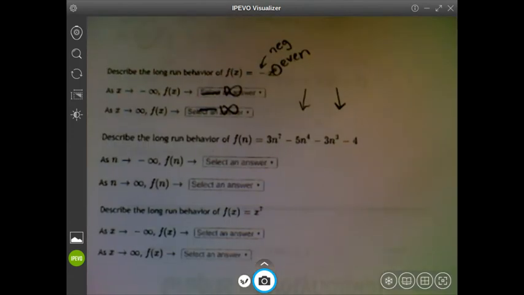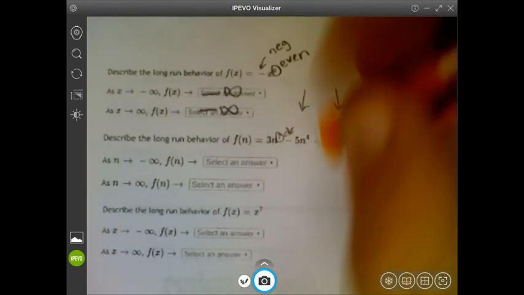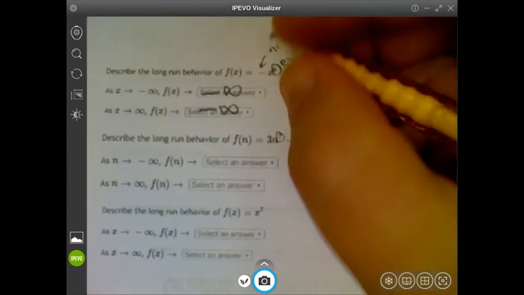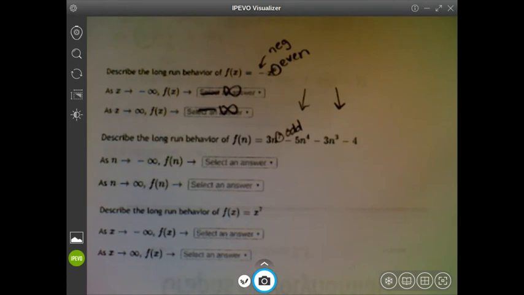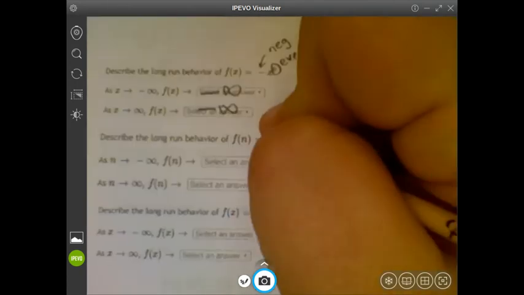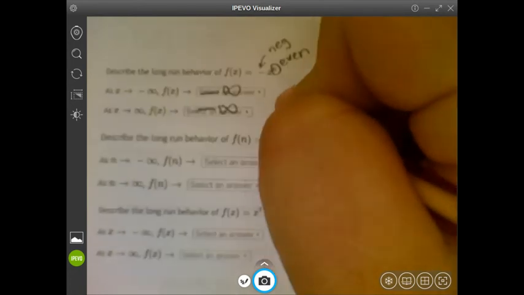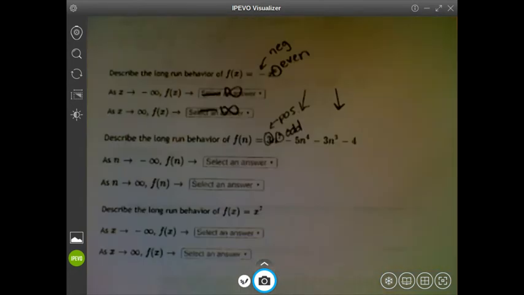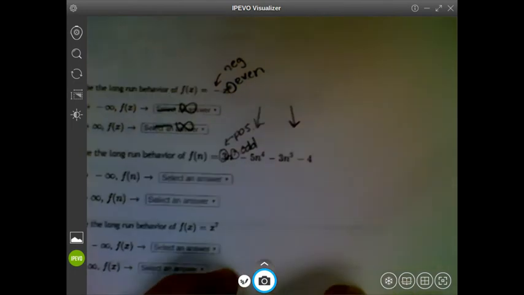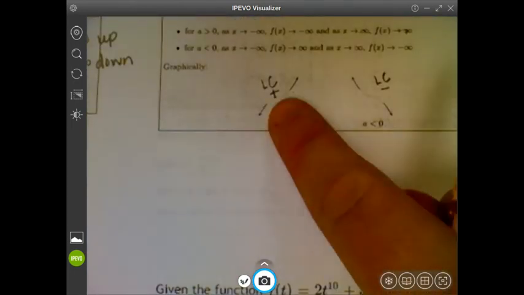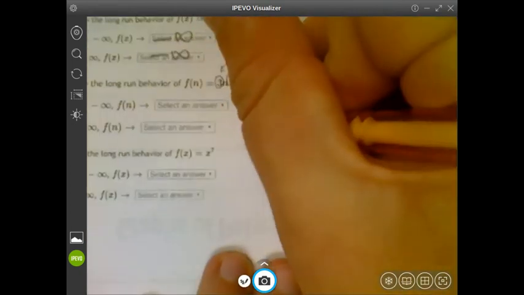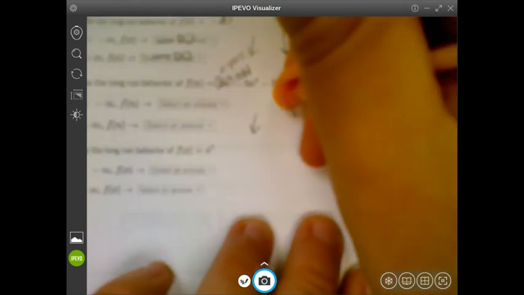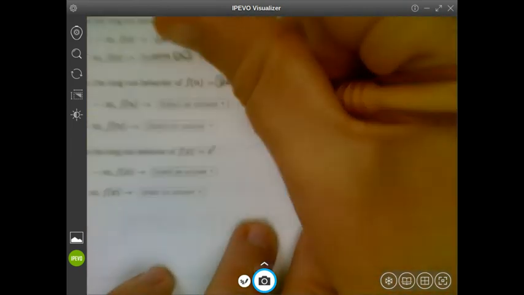All right, your next one. Its highest power is 7, and 7 is an odd number, which means that your ends are going opposite directions of each other. One's up, one's down. And then the number in the front is 3, and what we really care about is that it is positive. If you need to go back to your chart for odd and positive, it's going to go down on this side and up on the right. So this will go down and up like that.